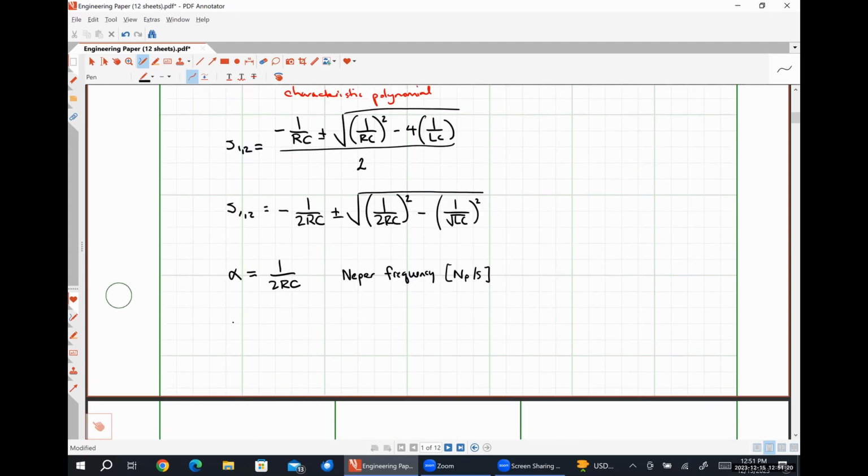We are going to define another constant, omega naught, as 1 over the square root of LC. This is what's known as the resonant frequency of the circuit. And it is measured in radians per second, where radians is a dimensionless quantity as well, so that it's okay that I'm combining Neper frequency and resonant frequency here. It's still just going to come out as something measured in per second.